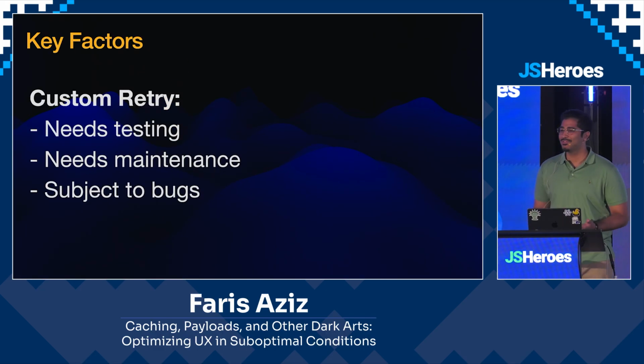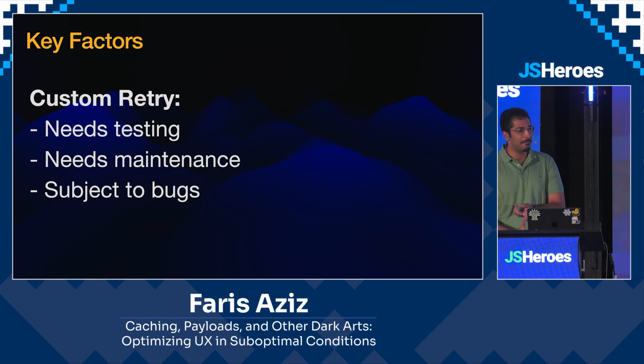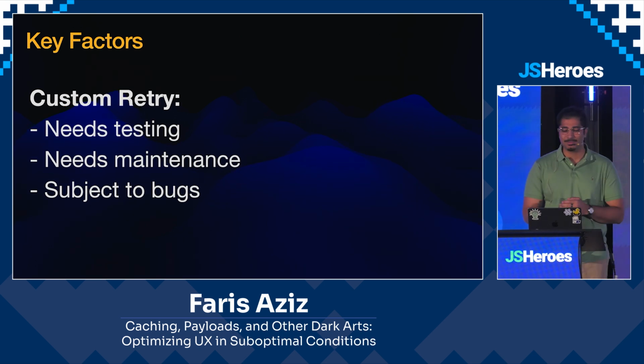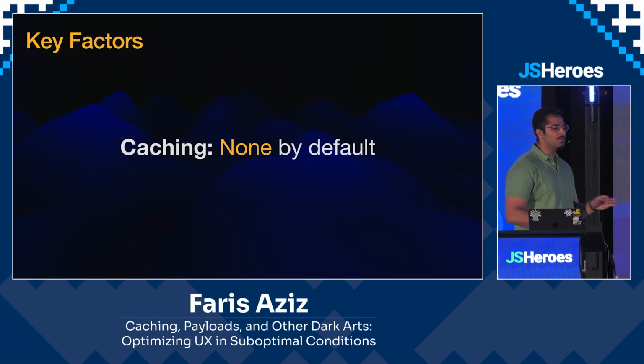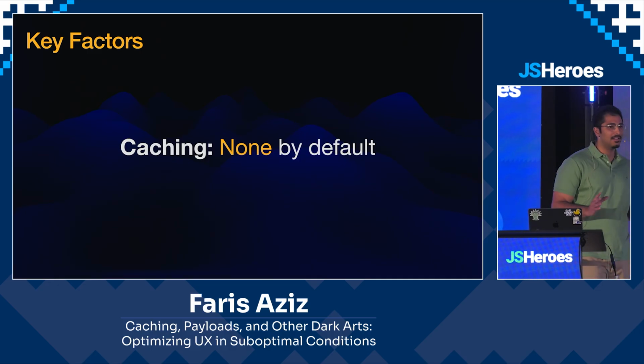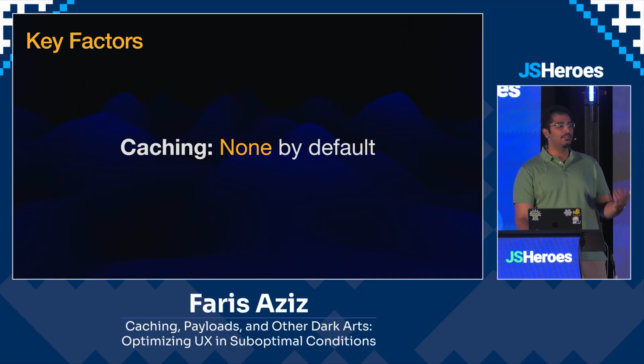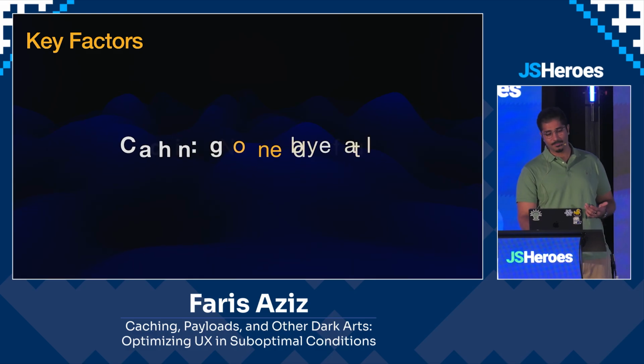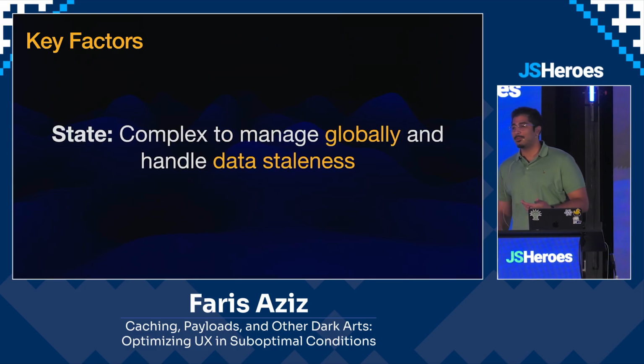So what are the key factors of this initial implementation? You've got custom retries. They need testing, they need maintenance, they're subject to bugs. You don't get a cache by default. Even if the data wasn't considered stale, we're still refetching it because of the dark mode change. Now, this thing is complex to manage globally. There are a lot of things that could go wrong.